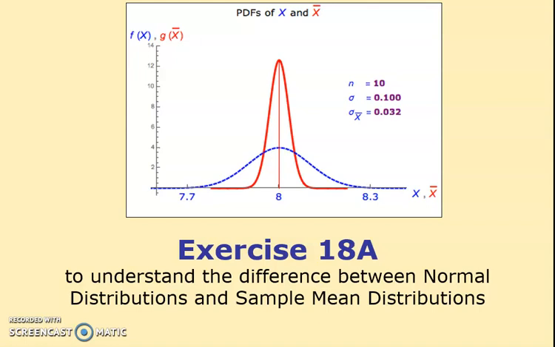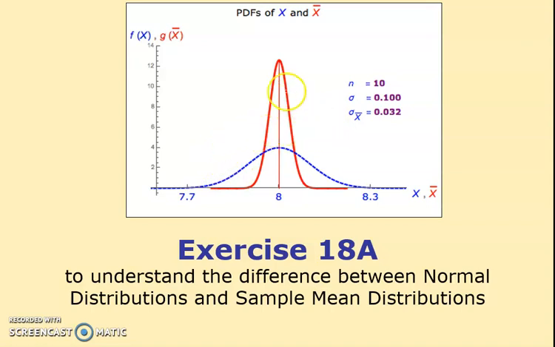Hi there, we're going to look at exercise 18a. This is normal distributions again, but it's a weird thing that happens when you take a sample of a distribution. It doesn't matter what distribution it is actually, but a weird thing happens, and this picture tries to identify or exemplify what happens.